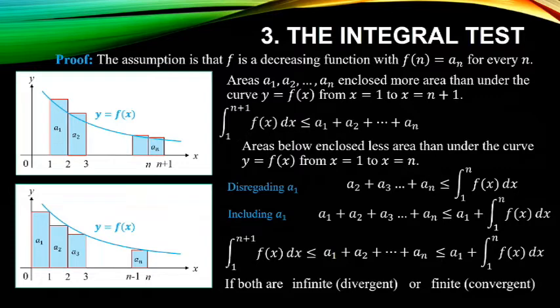Or if finite, they are convergent. So for infinite, if the integral is infinite, since it is smaller or equal to the given series, meaning the larger one would also be infinite. And if the right side of the inequality, a sub 1 plus the integral, is finite, then the series is also finite. Since the right side is bounded, that means the series, which is smaller or less than that, is also bounded. So it is finite and convergent.